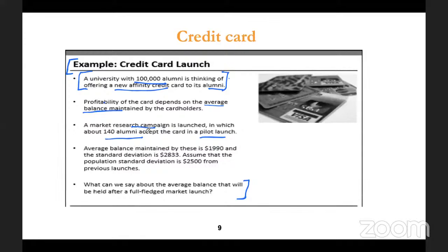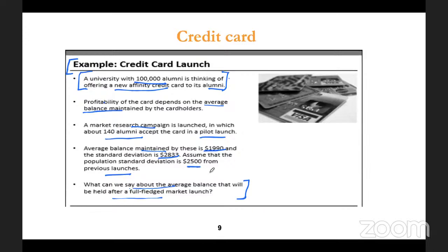Then the university has collected the data on these 140 alumni, how they are using this credit card. They computed the descriptive statistics: the average balance maintained by these students is 1990 dollars, with a standard deviation of 2833. Now assume that the population standard deviation is 2500 from previous launches. Now the university wanted some advice. What can we say about the average balance that will be held after a full-fledged market launch? This is the question that we need to answer.